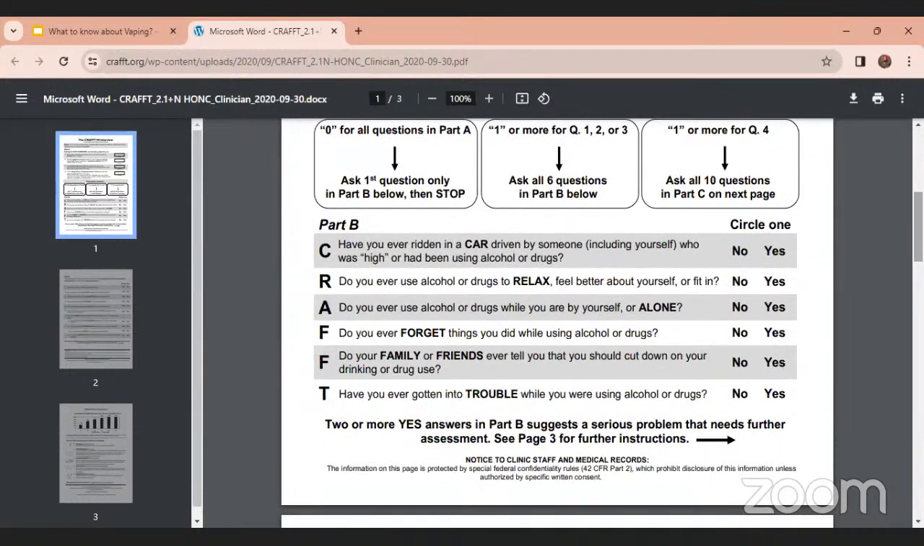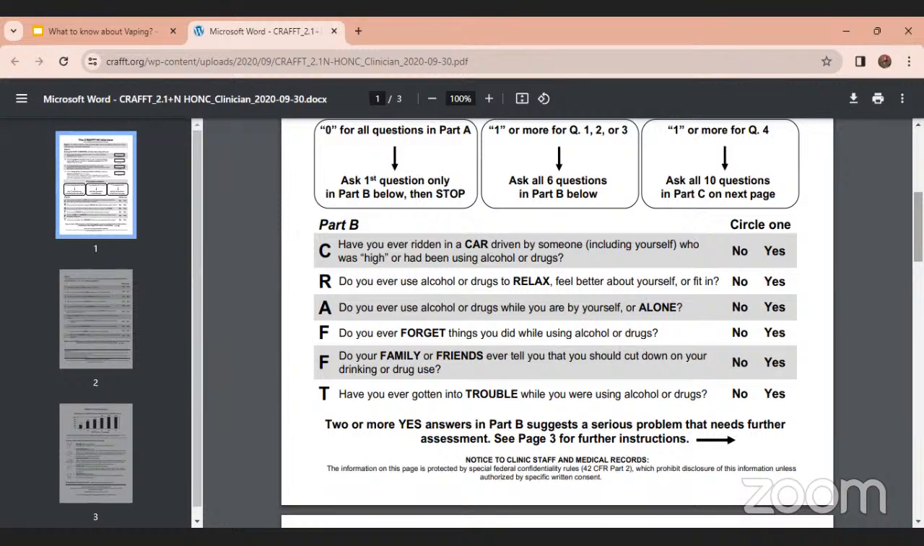What does CRAFFT stand for? C stands for car: have you ever ridden in a car driven by someone who was high or had been using alcohol or drugs? R is for relax: do you ever use alcohol or drugs to relax, feel better about yourself, or fit in? A stands for alone: do you ever use alcohol or drugs while you are by yourself or alone? F is for forget: do you ever forget things you did while using alcohol or drugs?